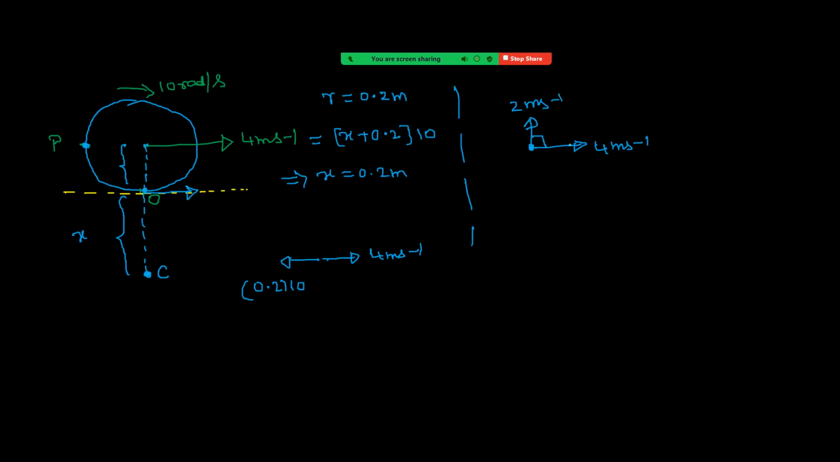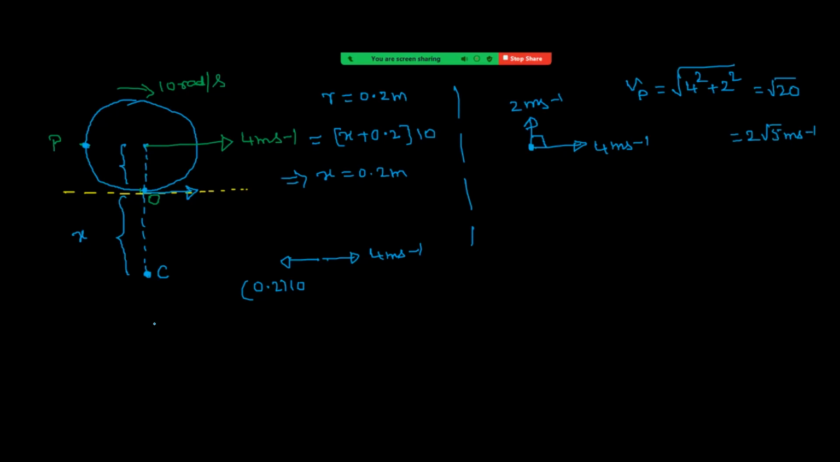Between these two, the angle is 90. Resultant of these two gives us velocity of point P. Or if you want speed, take modulus of that. So velocity of point P is square root of 4 square plus 2 square. That is root 20. 20 means 4 fives. This is 2 root 5 meter per second. This is one way of solving the problem.